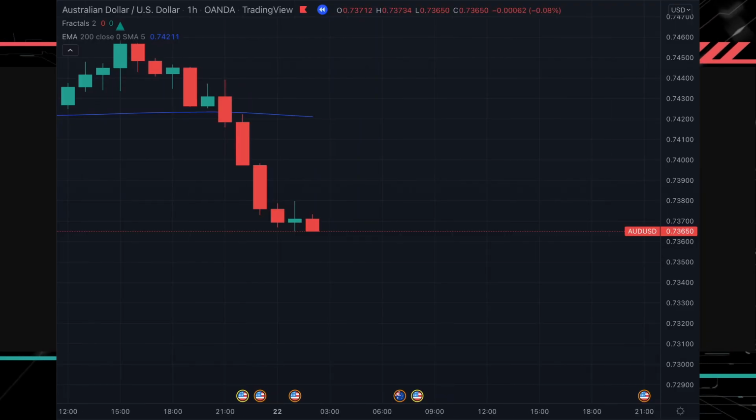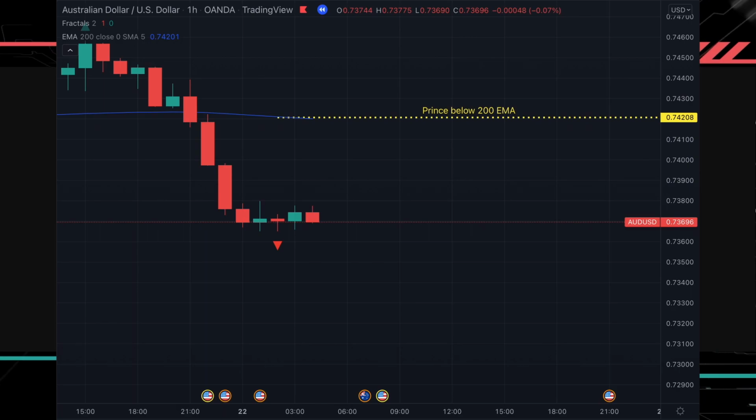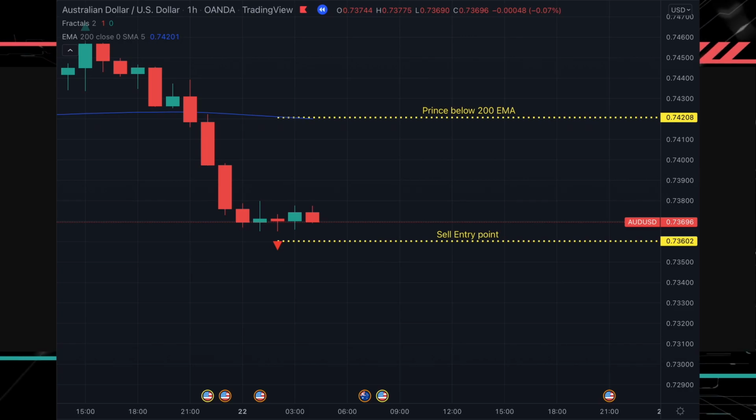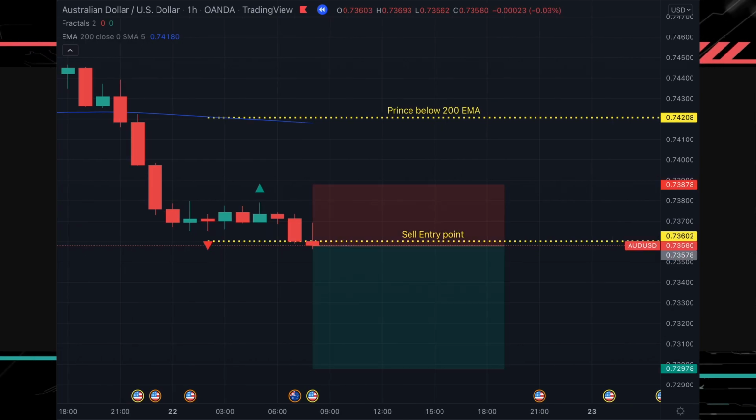Our last example is Australian dollar and USD on the 1-hour time frame. Same as before. First, the price needs to be below the 200 EMA. This is shown with the yellow line. Next, we have identified the bullish fractal, indicated with a red arrow. Once the price closed below the entry line, we will enter a sell trade.